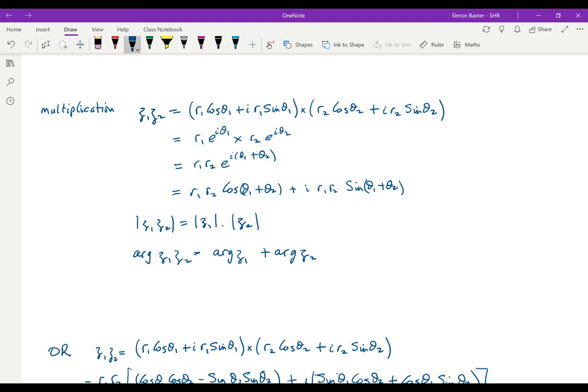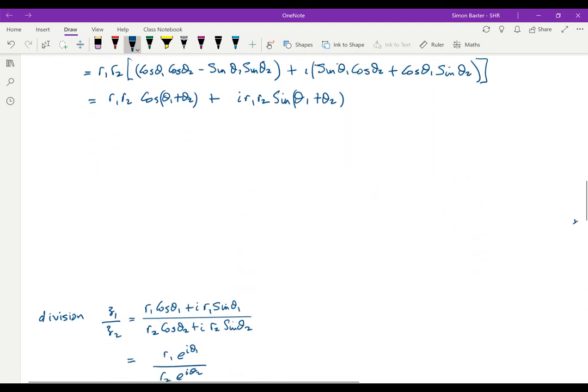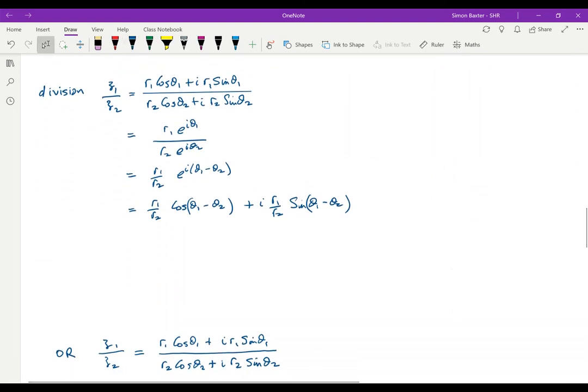You should be able to see what's going on with division. If I divide z1 by z2, z1 had modulus r1, z2 had modulus r2, z1 over z2 has modulus r1 over r2. So that's just mod z1 divided by mod z2. And if you look at the arguments, the argument of z1 divided by z2 is theta 1 minus theta 2, which is arg z1 minus arg z2.